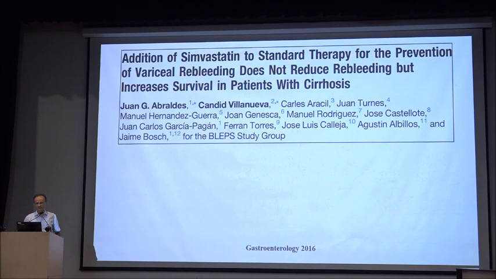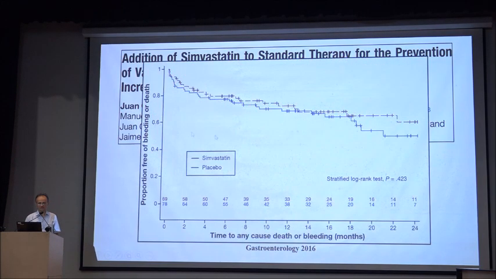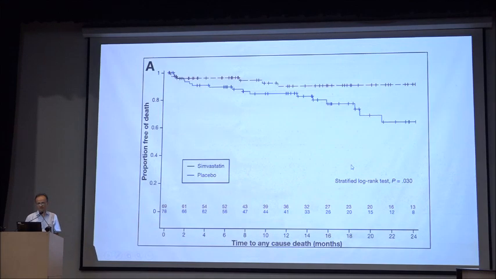So this is a very famous study, the BLAPS study, published nearly 10 years back, analyzing the effect of adding simvastatin to the standard therapy in the prevention of variceal rebleeding and on mortality. The primary outcome of this study was the composite of the proportion free of bleeding or death, which was not different compared to the placebo in this study. However, when the proportion free of death was analyzed, the statins had a survival advantage.